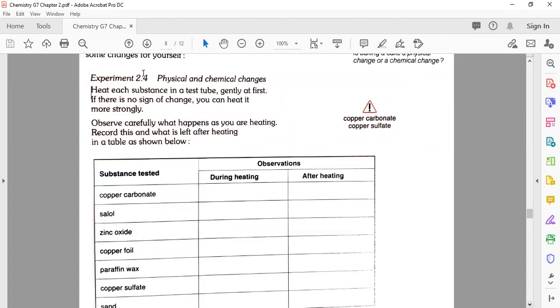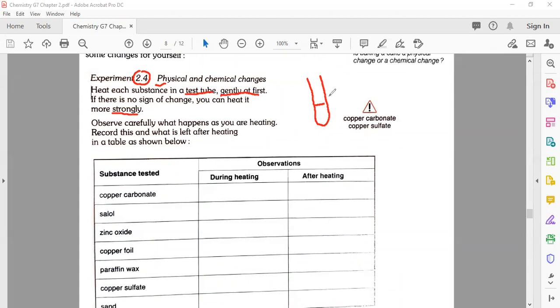So let's see what is going on in this experiment number 2.4. Physical and chemical changes: heat each substance in a test tube. So you know very well, this is a test tube that is made up of glass. Gently at first, you just heat on low flame. If there is no sign of change, you can heat it more strongly. Then you increase the flame and increase the temperature, in other words. Then you can observe the change in the test tube.